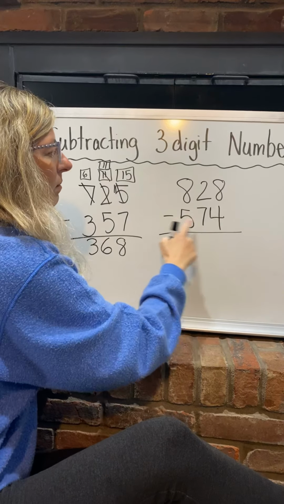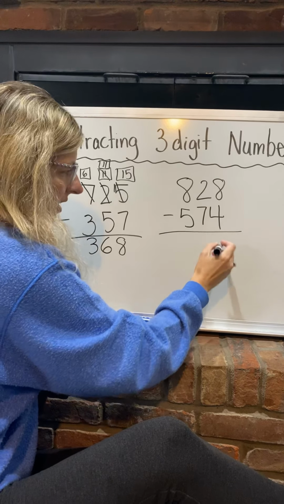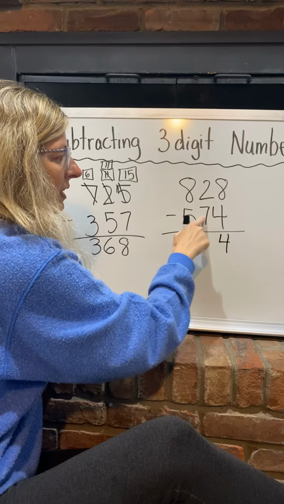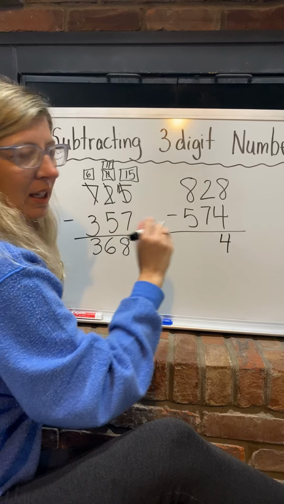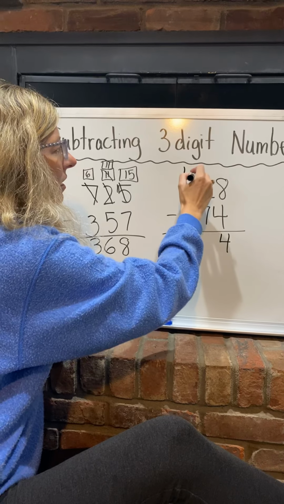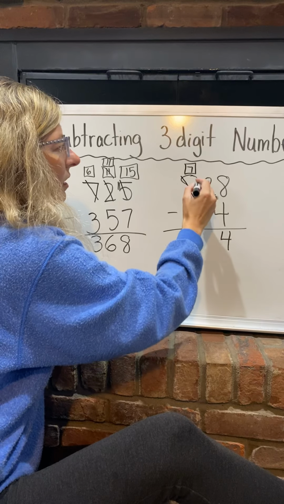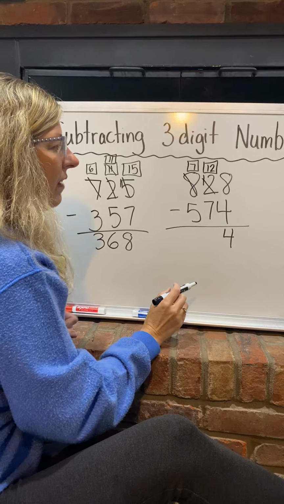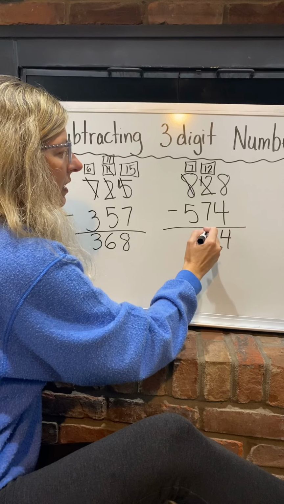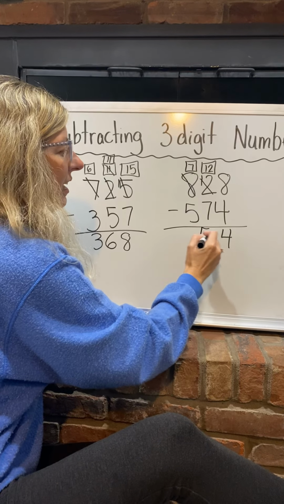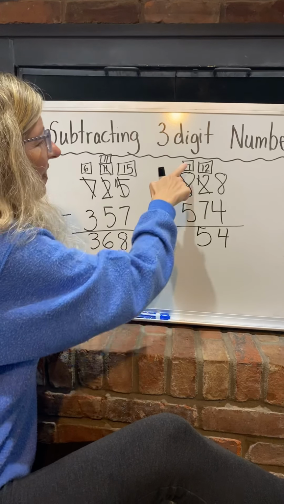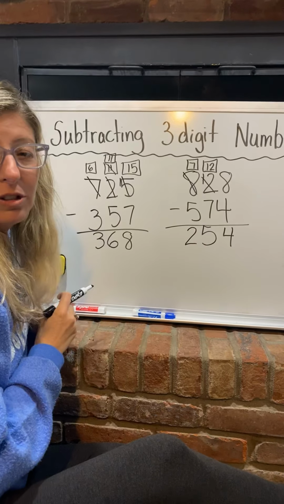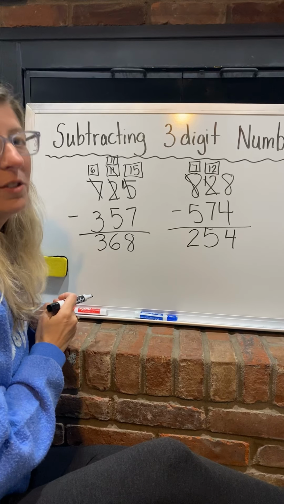Can I do 8 minus 4? Yes, I can. 8 minus 4 is 4. Can I do 2 minus 7? No, I can't, so I have to borrow here. The 8 becomes a 7. The 2 becomes a 12. 12 minus 7 is, what is it, 5? I had to think about it for a minute. And then 7 minus 5 is 2. Did you get 254? If you did, nice job.